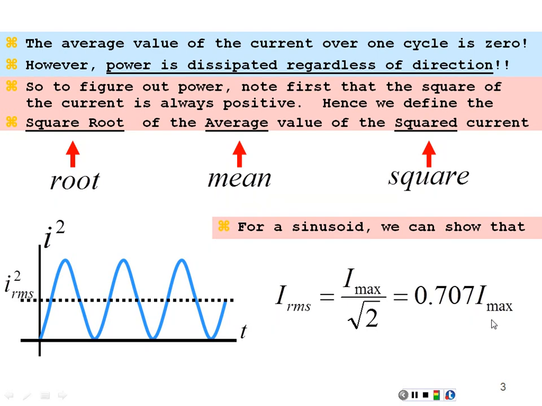If it were not a sinusoidal function, if it were a sawtooth function, it would be something like the maximum value divided by the square root of 3. Or if it were other periodic functions, it would be different. But for the purposes of this course, we're only going to deal with sinusoidal functions because that's the way we generate our power anyway. So, for us, the root mean square value would be the maximum value divided by the square root of 2.